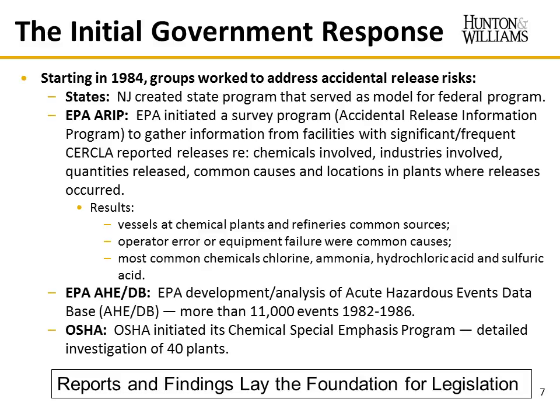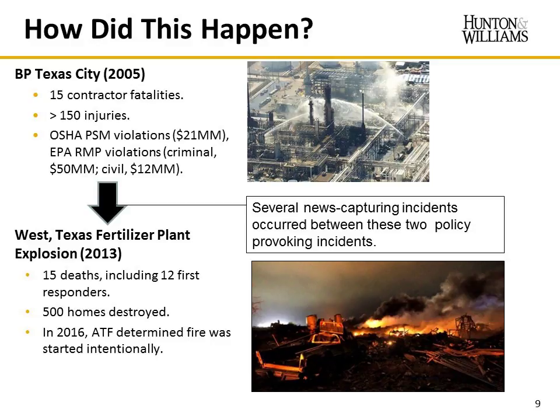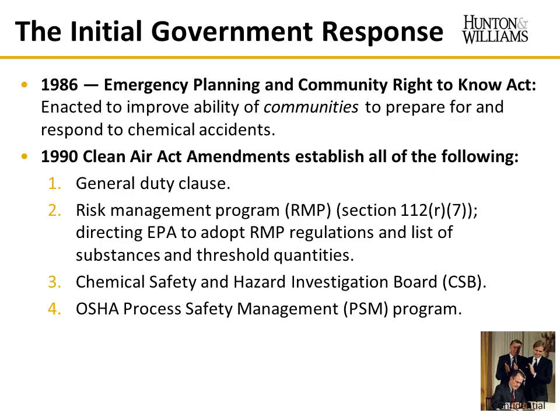EPA had survey programs looking at release information. OSHA also instituted what was called then the Chemical Special Emphasis Program, and it had detailed investigations on some 40 plants. This all happened in the 80s, and that led to the federal legislative response. In '86, we had EPCRA, Emergency Planning and Community Right to Know. It dramatically changed the level of information that communities had access to with respect to facilities in their communities.